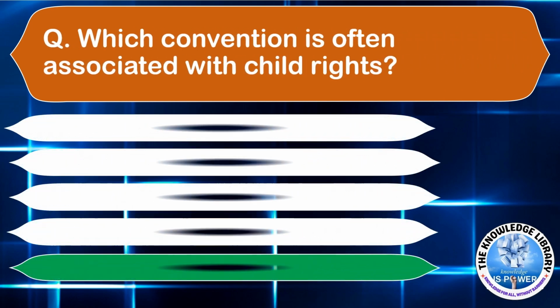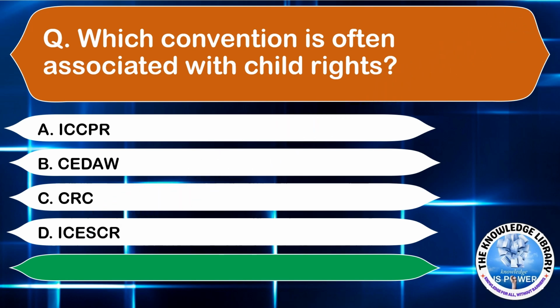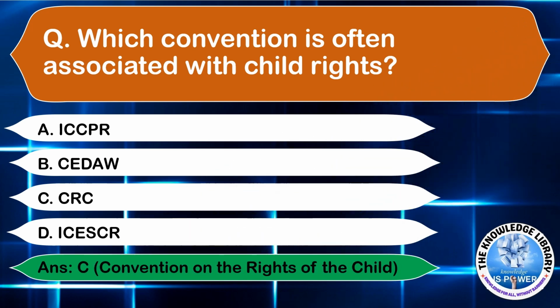Next question is, which convention is often associated with child rights? Option A, ICCPR. Option B, CEDAW. Option C, CRC. Option D, ICSCR. Answer is option C, Convention on the Rights of the Child.